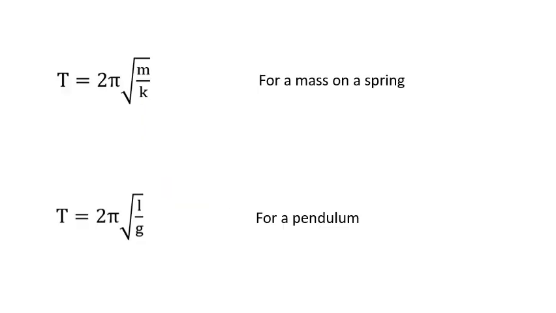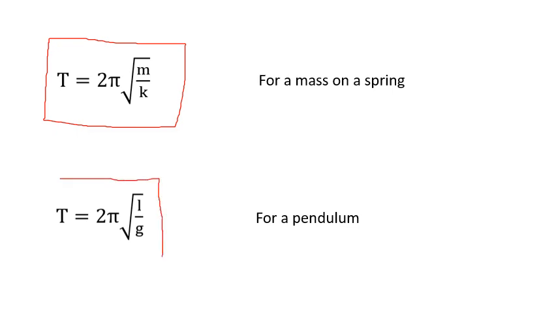Now, the two systems that we need to know, we have the mass on a spring and we have the pendulum. For a mass on a spring, T equals 2 pi root m over k, to work out the period. M is the mass of the system, k is the stiffness of the system. So for a mass on a spring, k is the stiffness of the spring. For a pendulum, T equals 2 pi root L over g. L is the length of the pendulum, little g is acceleration due to gravity, usually 9.8.